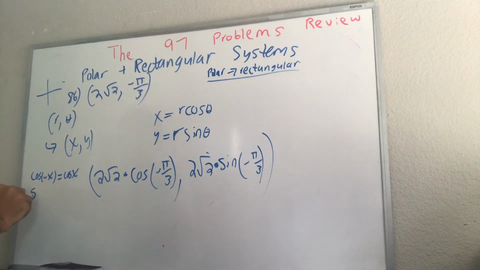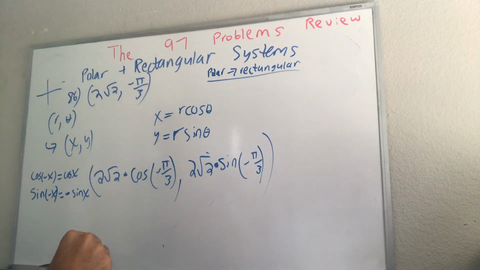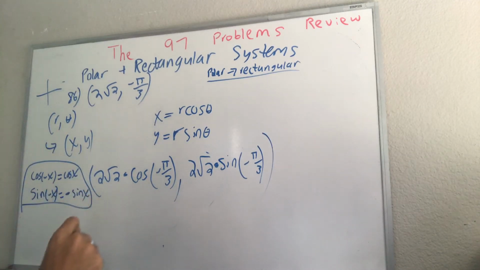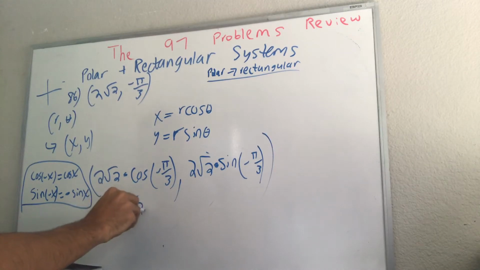Because negative x really means that you're going counterclockwise in this direction. And obviously in quadrants 1 and 4, cosine is positive. And then sine of negative x is equal to negative sine of x. In quadrant 4, sine of x is negative. So if you know these two rules, that's going to help you here. Cosine of negative pi over 3 is just equal to cosine of pi over 3, and cosine of pi over 3 is 1/2. 1/2 times 2 root 2 is root 2. So we know this is root 2.